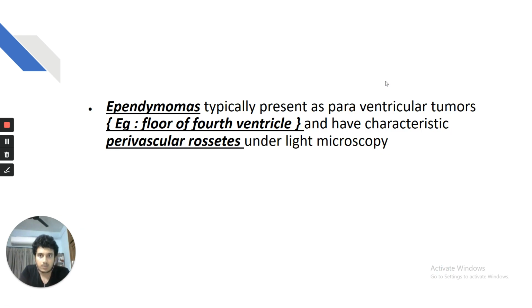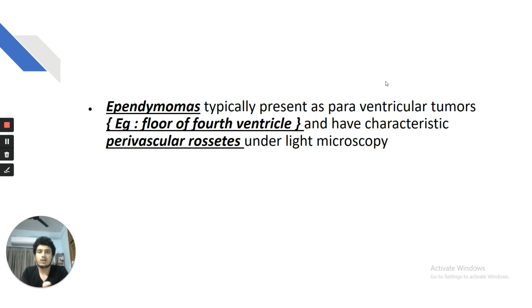Tumor number 3 is ependymoma. Again, my dear friend, classical ventricular tumors present as paraventricular tumors, floor of the fourth ventricle, and have characteristic perivascular rosettes. So, rosettes in pathology are very important. I'll come to discuss them in the next slide.